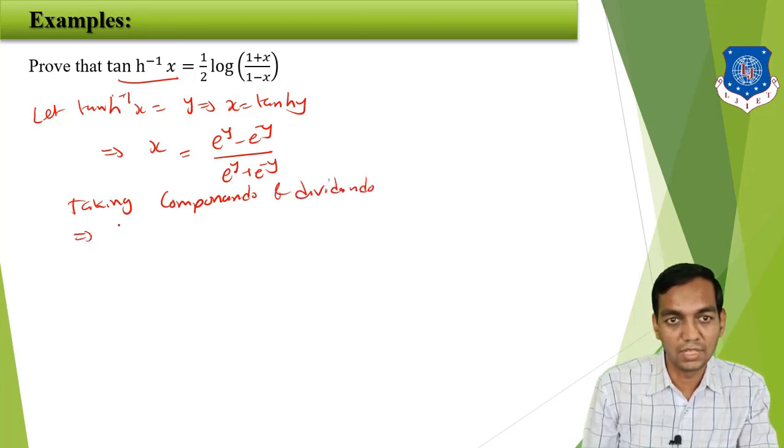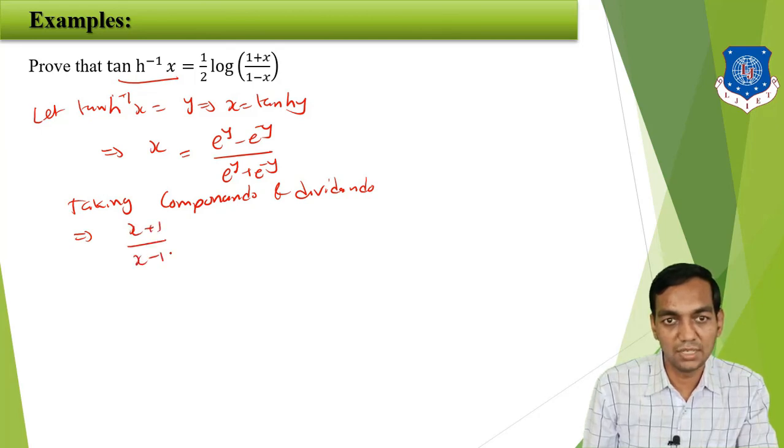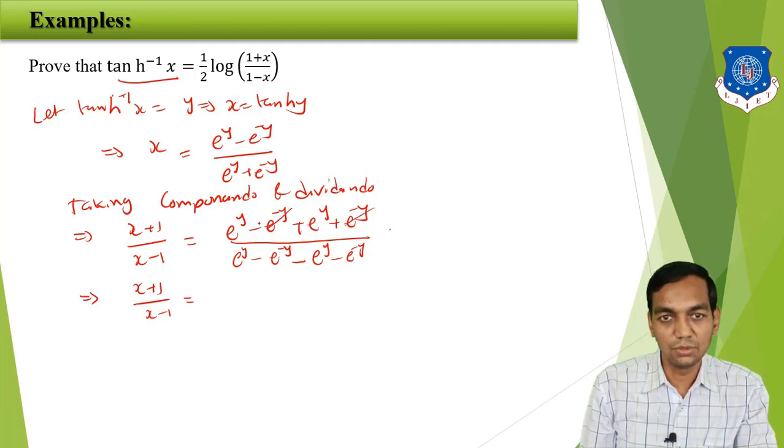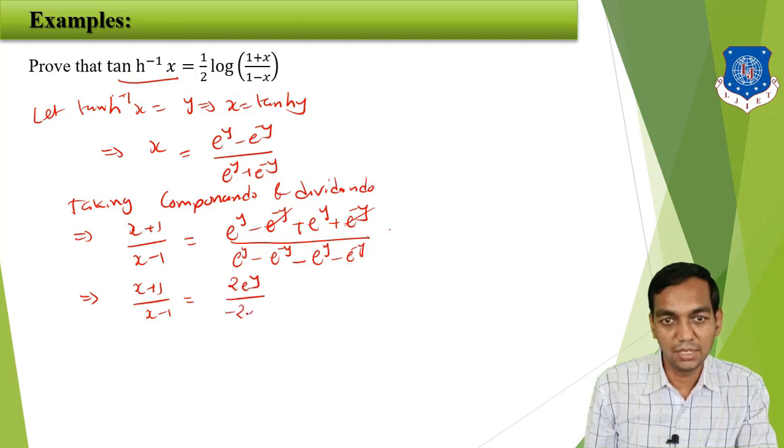and that will give you x plus 1 upon x minus 1 is equal to e raised to y minus e raised to minus y plus e raised to y plus e raised to minus y divided by e raised to y minus e raised to minus y minus e raised to y minus e raised to minus y, and that will give you x plus 1 upon x minus 1 is equal to e raised to y cancel out, and you will get 2 e raised to y upon minus 2 e raised to minus y. So 2 will be cancelled out, and we will get minus e raised to 2y.